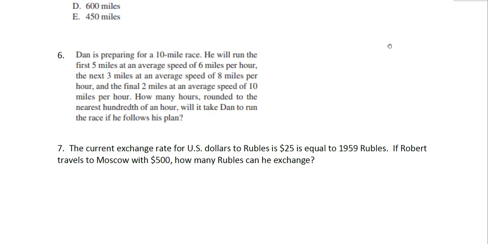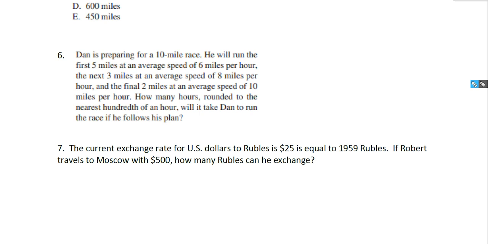So this one's an interesting one. It says Dan is preparing for a 10-mile race. He will run the first 5 miles at an average speed of 6 miles per hour, the next 3 miles at an average speed of 8 miles per hour, and then the final 2 miles at an average speed of 10 miles per hour. Really kicking it in gear there.